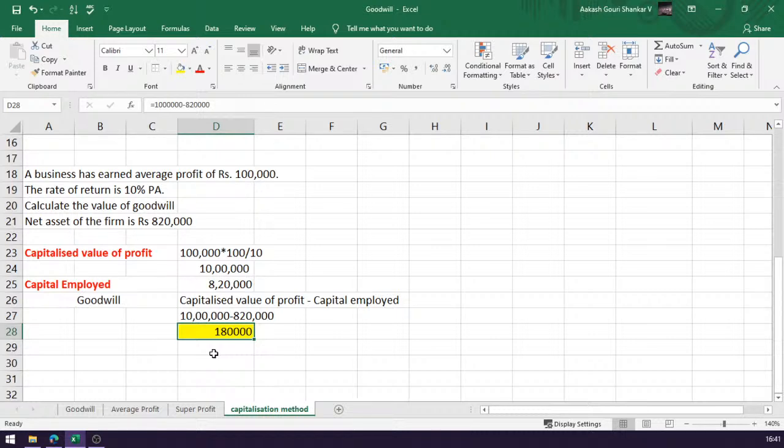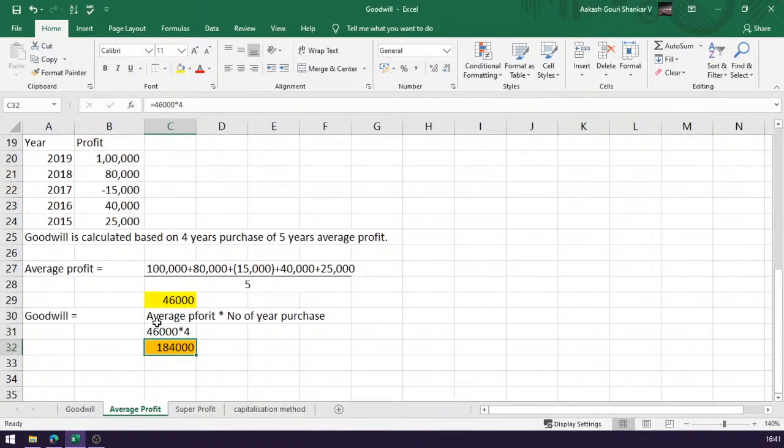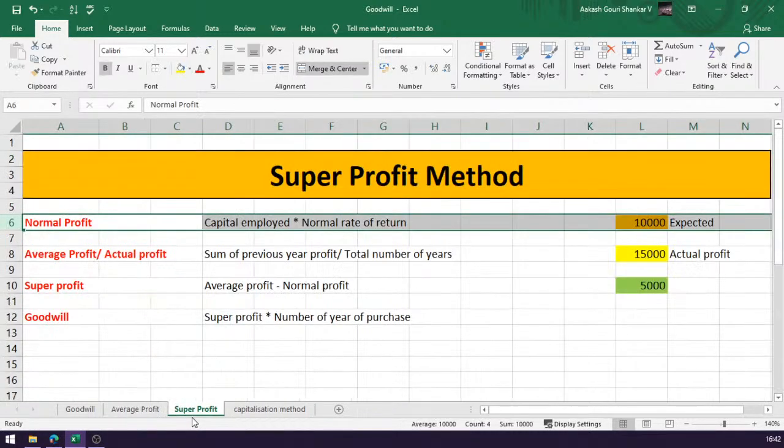In the average profit method and the super profit method, we need to multiply by the total number of years of purchase in order to find the value of goodwill. In the average profit method, we will multiply it with the average profit. In the super profit method, we will multiply it with the super profit. Super profit is nothing but the average profit minus the normal profit.